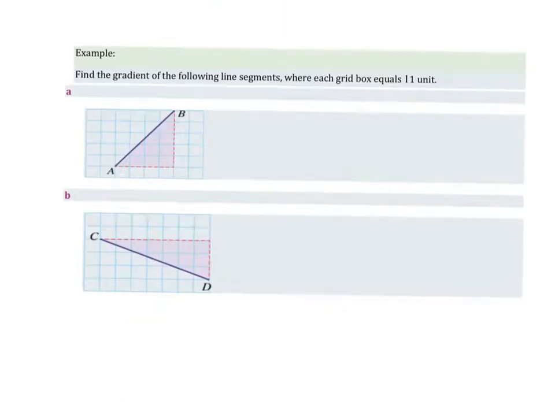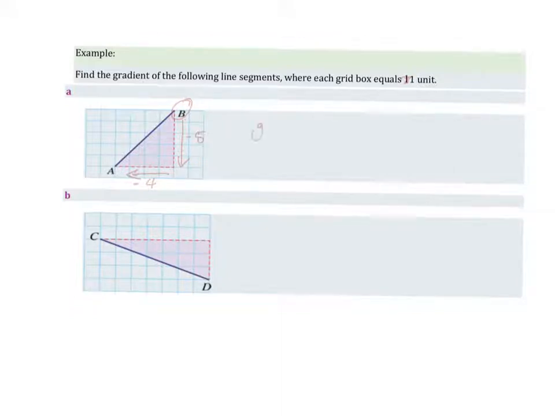In this example, we're asked to find the gradient of the following line segments where each grid box equals 1 unit. So we can see if we start at B, we're going down 1, 2, 3, 4, 5. So we go down 5, so that's a negative 5. That would be our rise. Our run goes across to A from there, and we go across 1, 2, 3, and 4. So we're going back 4.